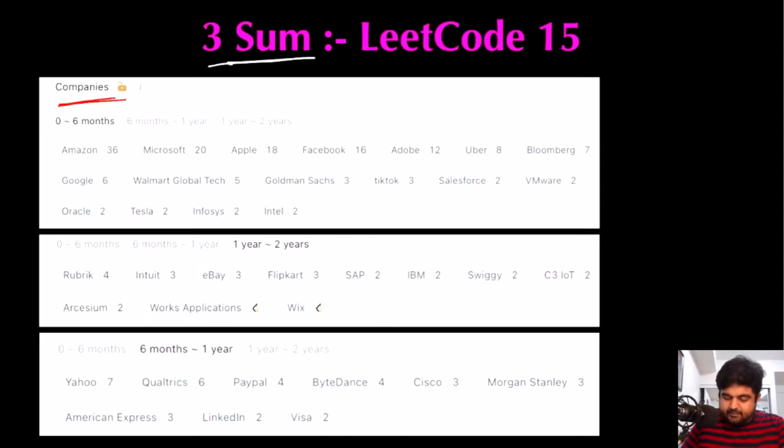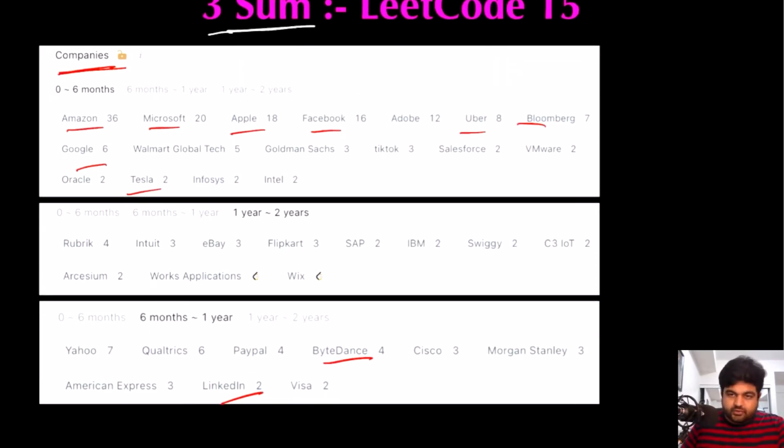If we see some of the companies where I want to get a job, who have already asked this question, there are companies like Amazon, Microsoft, Apple, Facebook, Uber, Bloomberg, Google, Tesla, ByteDance and LinkedIn. So that's why I'm paying my utmost attention. I hope you also enjoy the video.